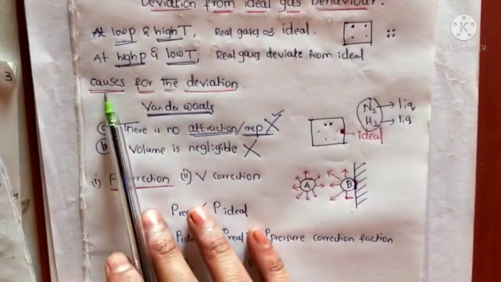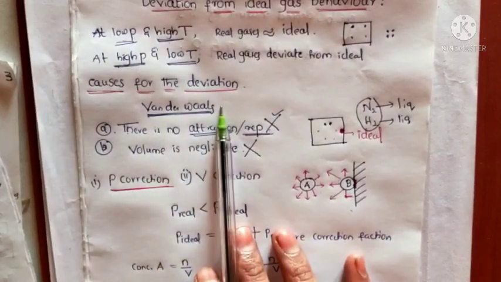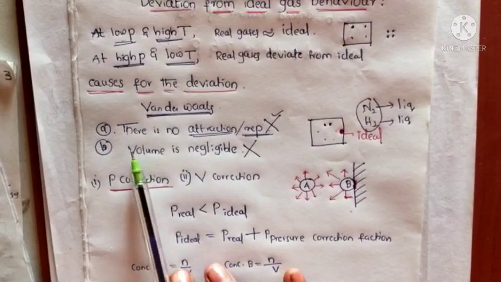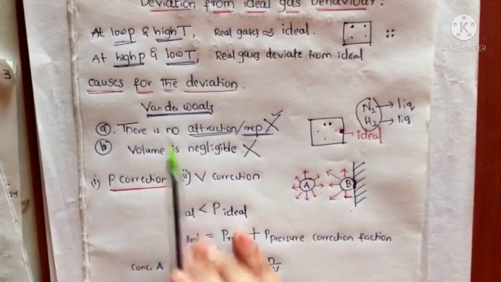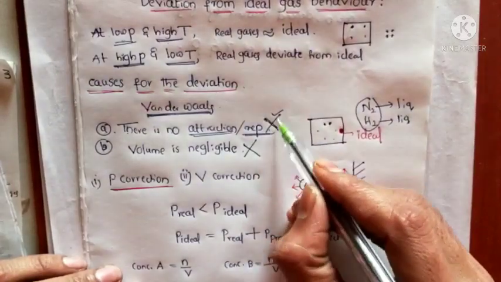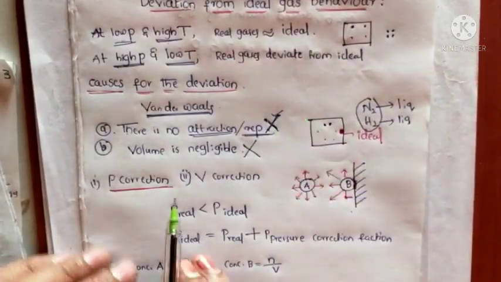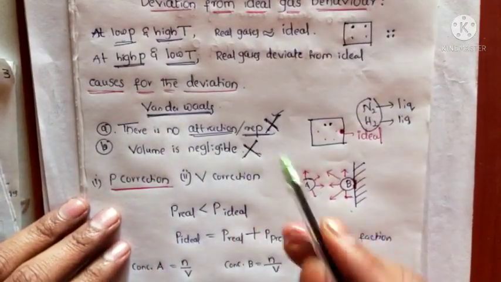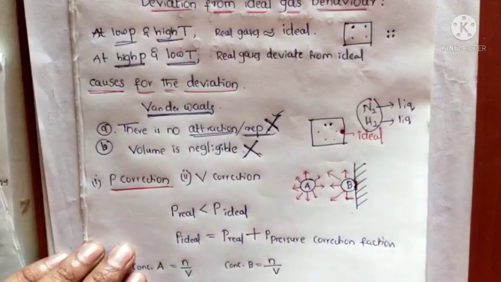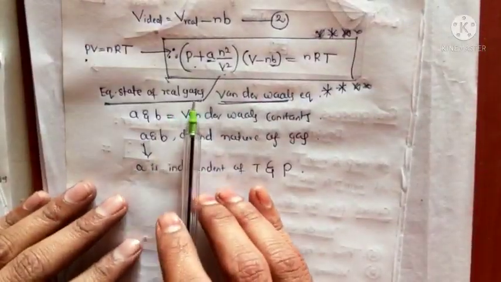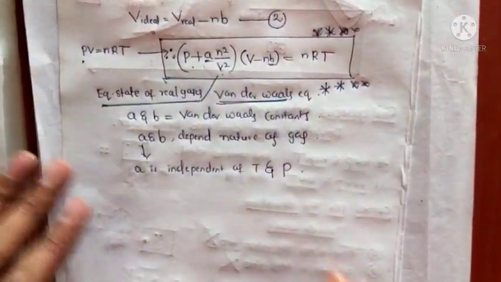Next, causes for the deviation. Van der Waals assumed that there are two faulty assumptions in the kinetic molecular theory. One is that there are no attractions or repulsions between the molecules; this is a wrong assumption. The next is that volume is negligible; this is also a wrong assumption. From this, van der Waals corrected the pressure as well as the volume and deduced the equation of state for real gases, called the van der Waals equation.